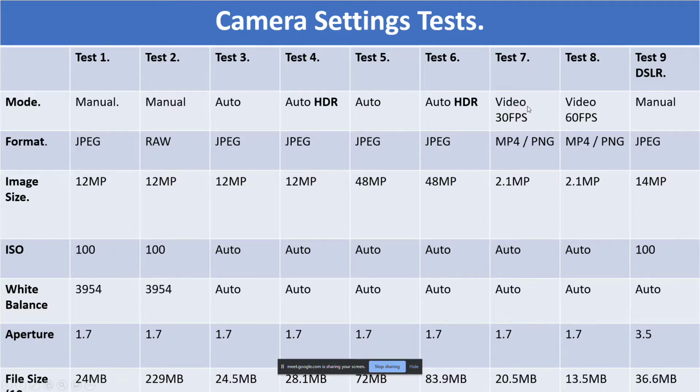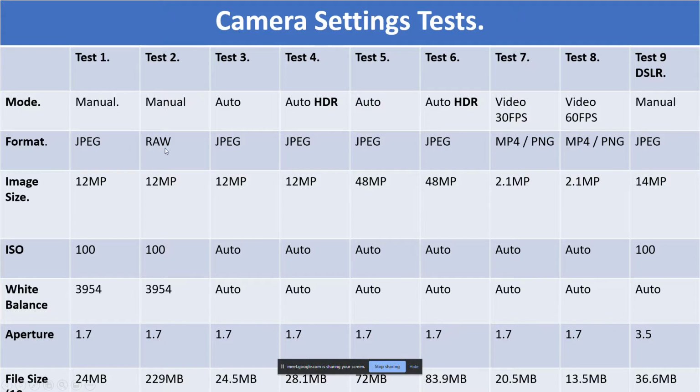For the video, I shot 2 lots of video, and I extracted 10 frames. So each test has 10 photos in it. So we have 10 photos in manual mode, and I shot some videos and extracted 10 frames from the video, just to be comparing apples to apples.